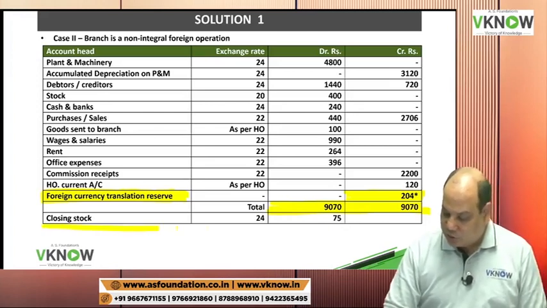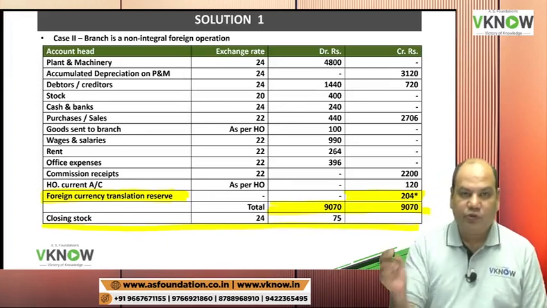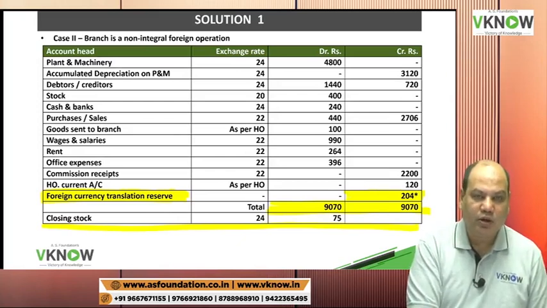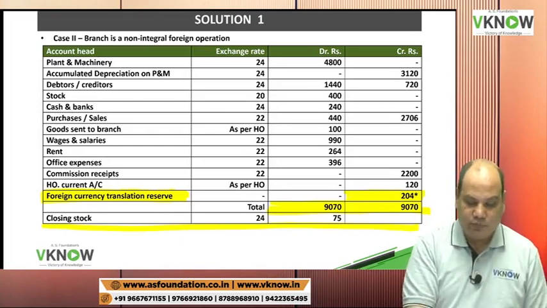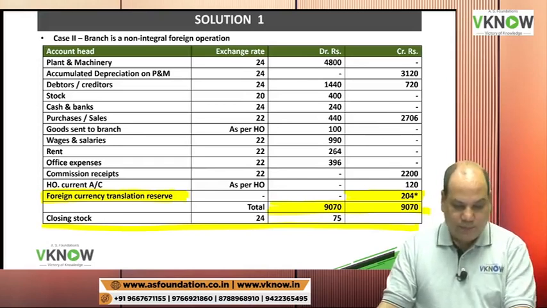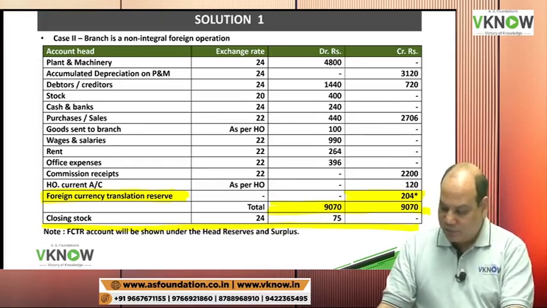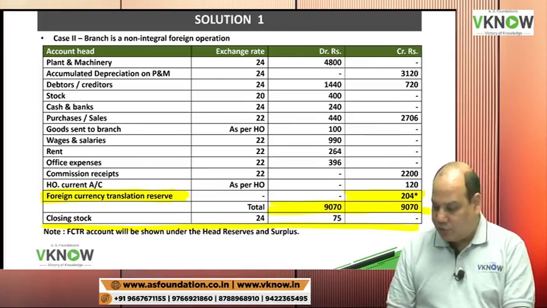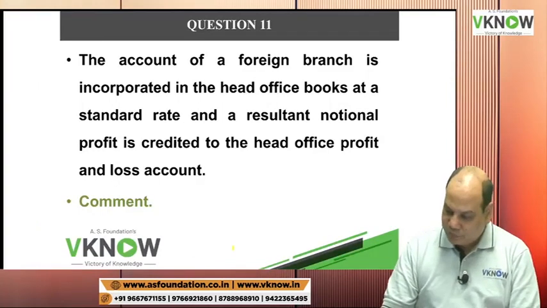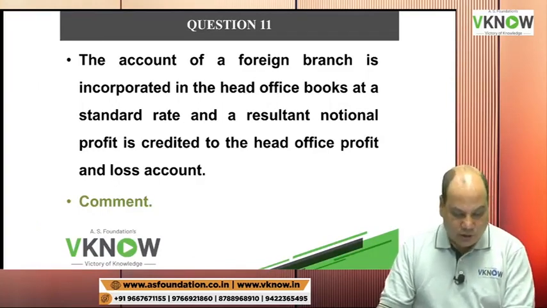So this was a good example of same question solved by two ways, integral, non-integral, and a similar question is there in your branch accounting also. So question number 1 is over. Tanya is right. What is the treatment of this FCTR? FCTR will appear in reserve and surplus.